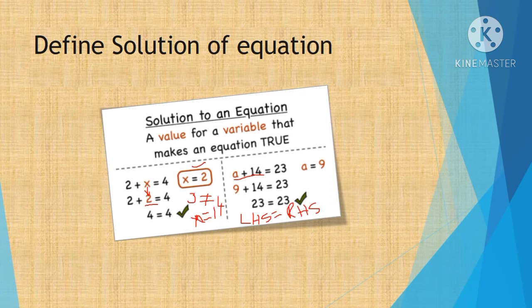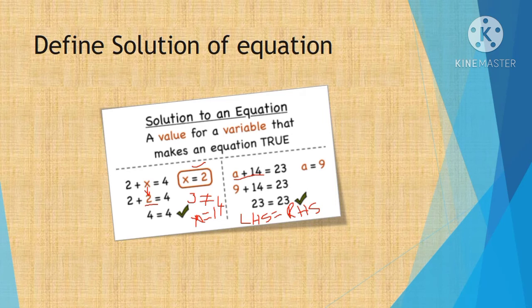Okay, so there are some methods to find the solution of an equation, which we will learn when we start doing the exercise problems. Now you know what is the meaning of solution of an equation. When you substitute some value in the place of that variable, you should get left hand side equal to right hand side. So here x is equal to 2 is a solution of that equation because when you substitute 2 in the place of x, you get left hand side equal to right hand side.